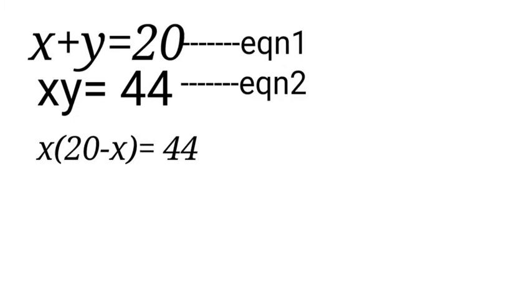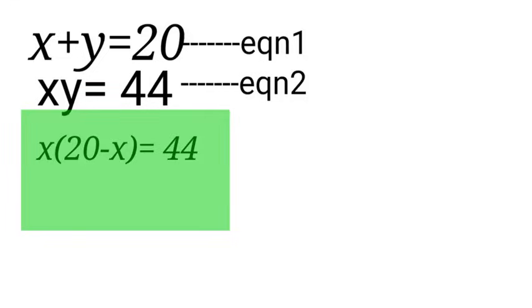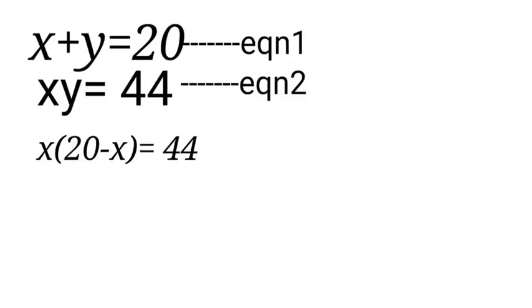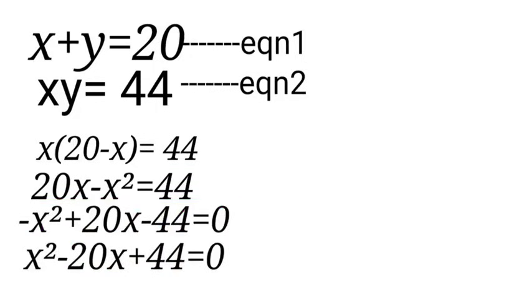Now, step 4. Expand and form a quadratic equation. So we are going to expand this and form a quadratic equation. x times 20 will be 20x, and x times minus x will be minus x squared equals 44. Now, let us bring all the terms to one side. We are now going to have minus x squared plus 20x minus 44 equals 0. Next, let's multiply by minus 1. We will have x squared minus 20x plus 44 equals 0.